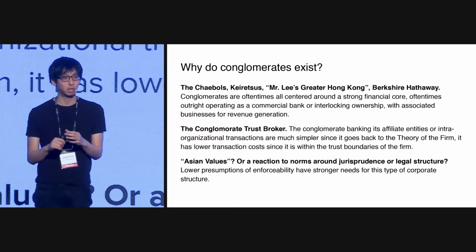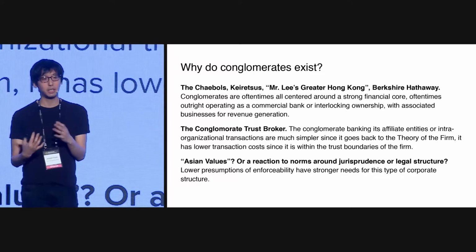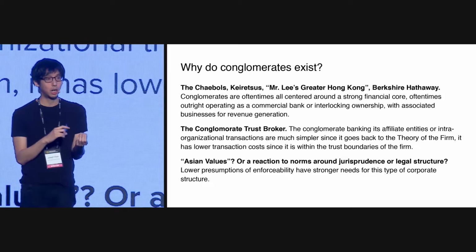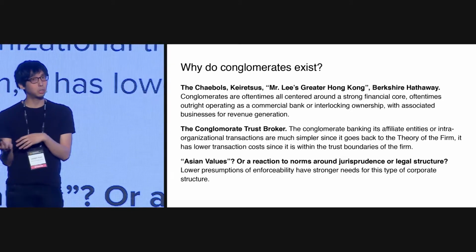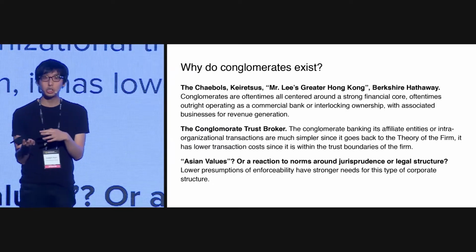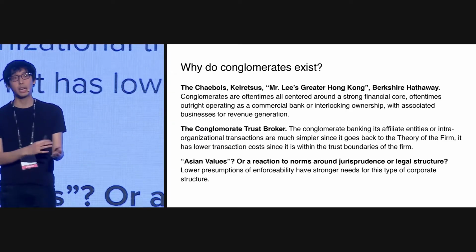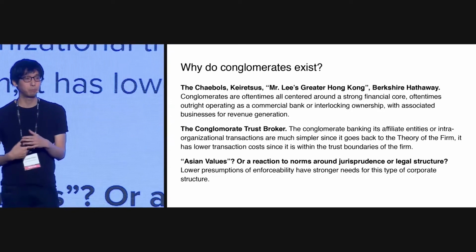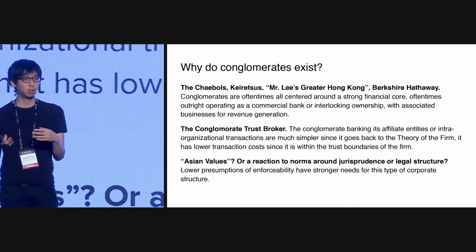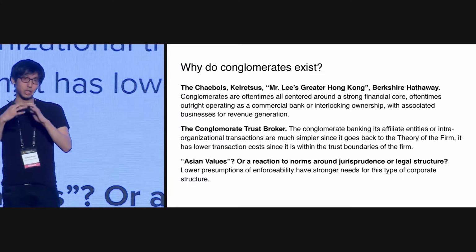conglomerate trust broker, right? Conglomerates are often centered around a strong financial core, often operating through a commercial bank or interlocking ownership. Within Korea, it's the notion of interlocking ownership because they're largely prevented from doing that, with associated businesses for revenue generation. And in particular in Korea, that's why you see the conglomerate basically, like in this case, they have interlocking ownership.